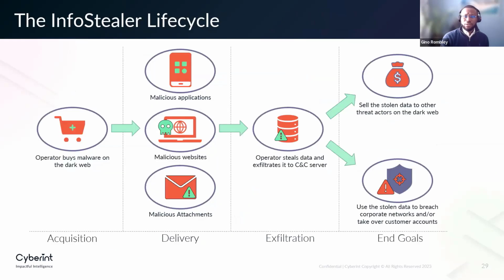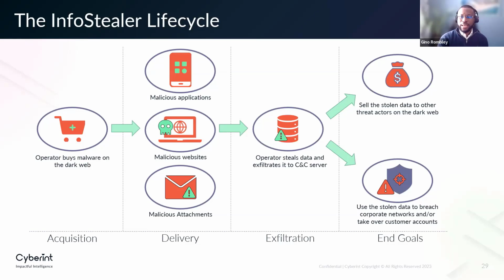The life cycle of an information stealer is really quite straightforward. The moment you purchase it on the dark web, you deploy it, and you can target a certain brand by creating malicious applications. You could create a malicious website, for example, or a malicious attachment. So you have different methods of delivery that you can use to target an organization. Once that has been delivered and the malware is installed on the device, it starts to steal the data, infiltrate, and send it to the C2. Right. So once it's sent to the C2, you say, oh, interesting, I got credentials from, let's say, an identity access management solution.